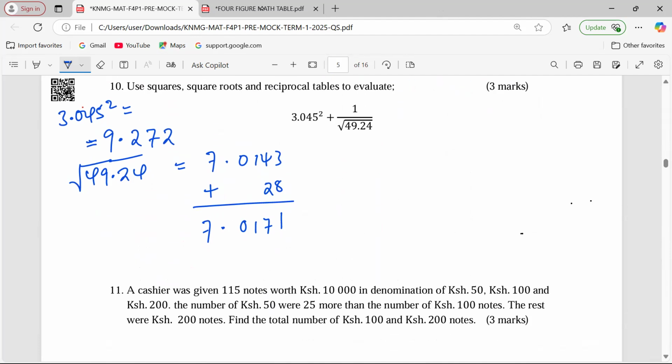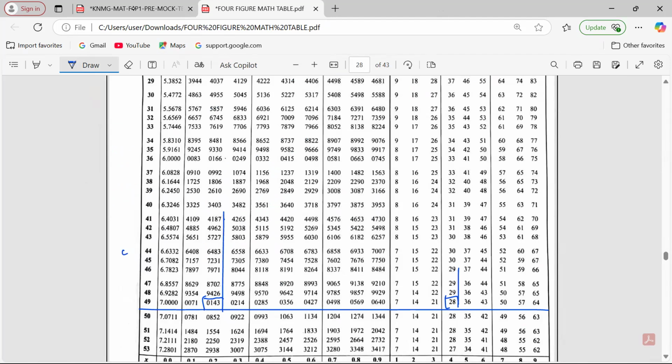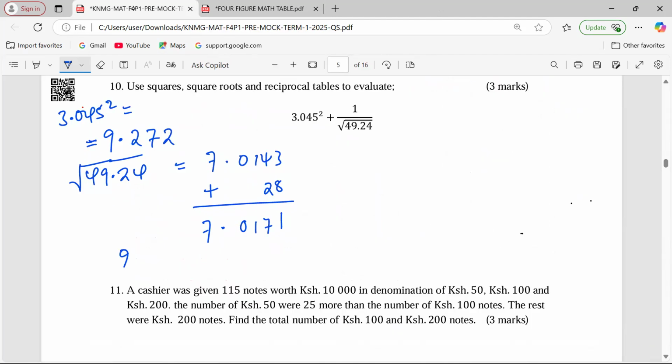Let me narrow down the question now. We have already squared 9.272 plus 1 out of. We have already obtained the square root. So now we are finding the reciprocal of that square root. That will be the last thing to be found. Remember, we are supposed to use all the tables. So the table of reciprocals is now in use.